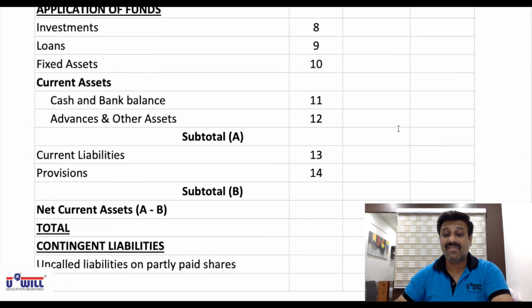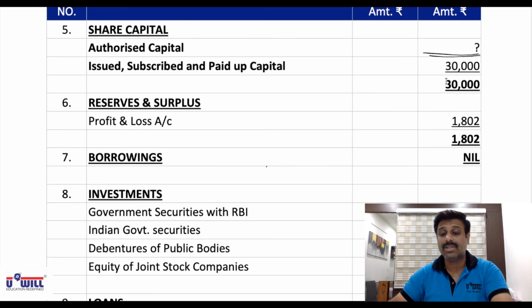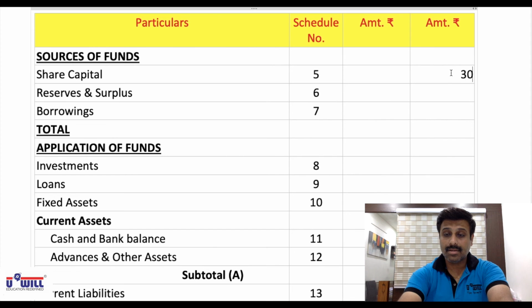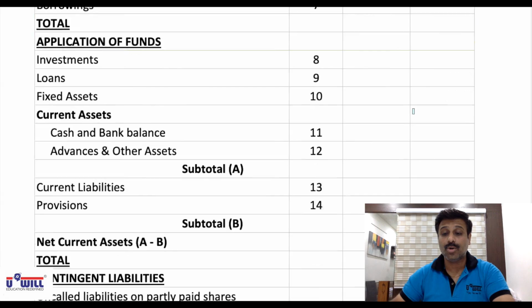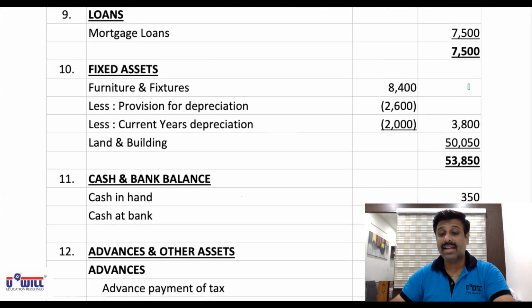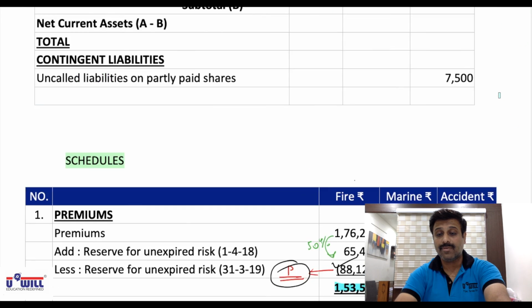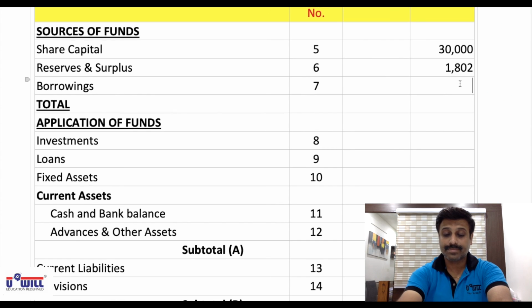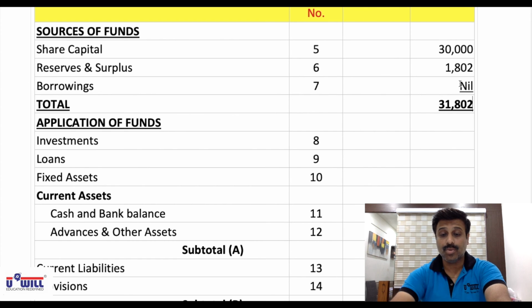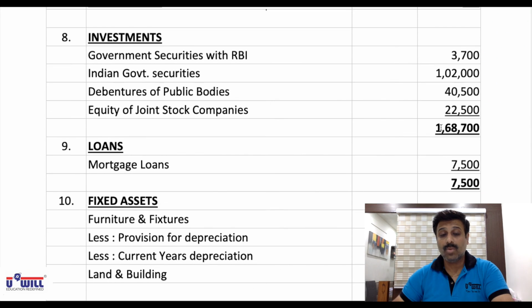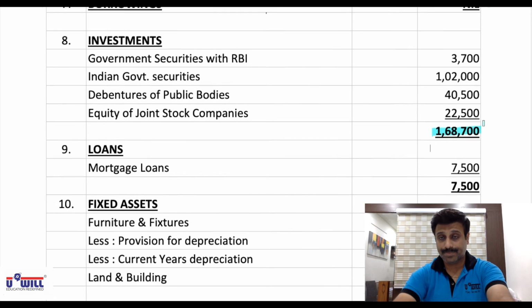So as per schedule number 5, share capital is 30,000. Then reserves and surplus, as we discussed just now, 1802. And then after that, borrowings we don't have. Borrowings are nil. So total of sources of funds we already have available over here, 31,802. Now investments as per schedule number 8, that is 168700.